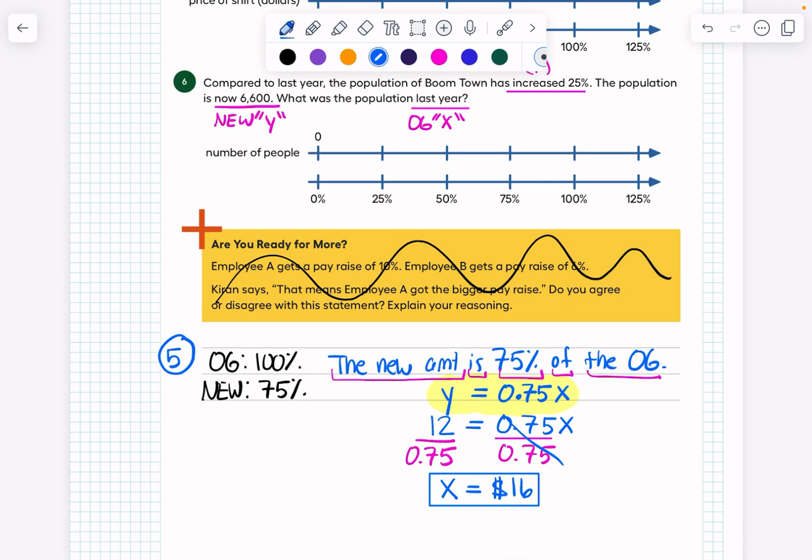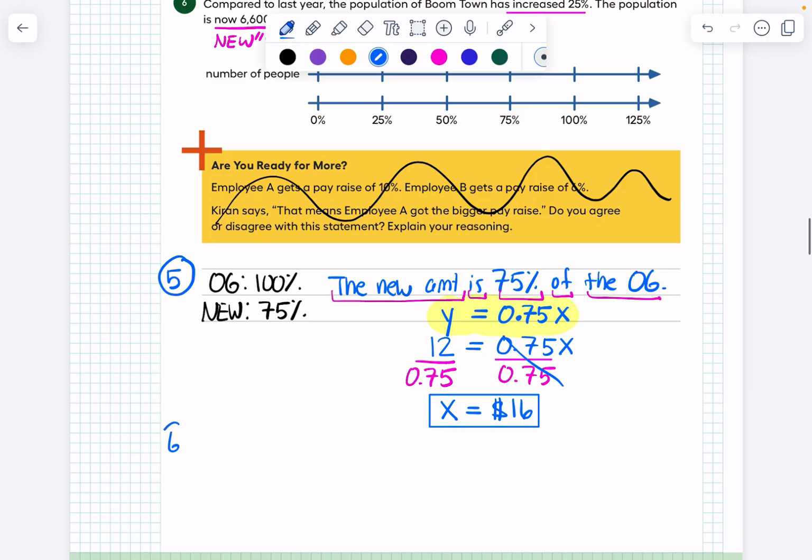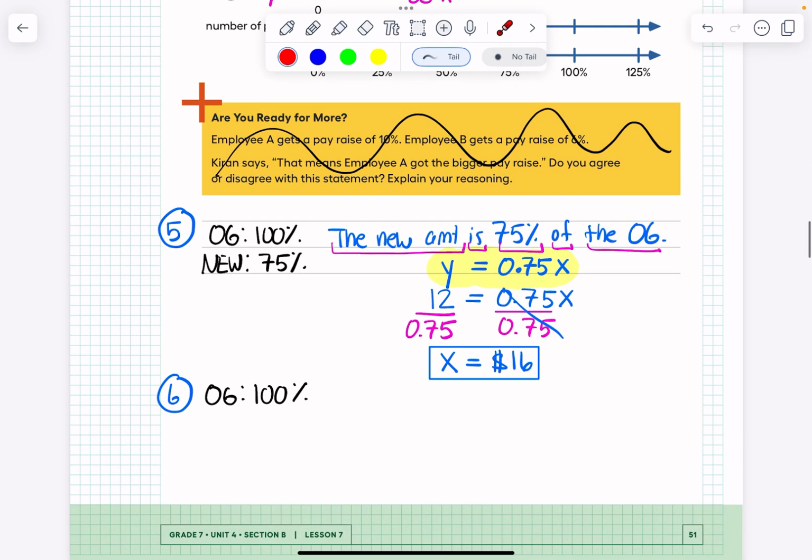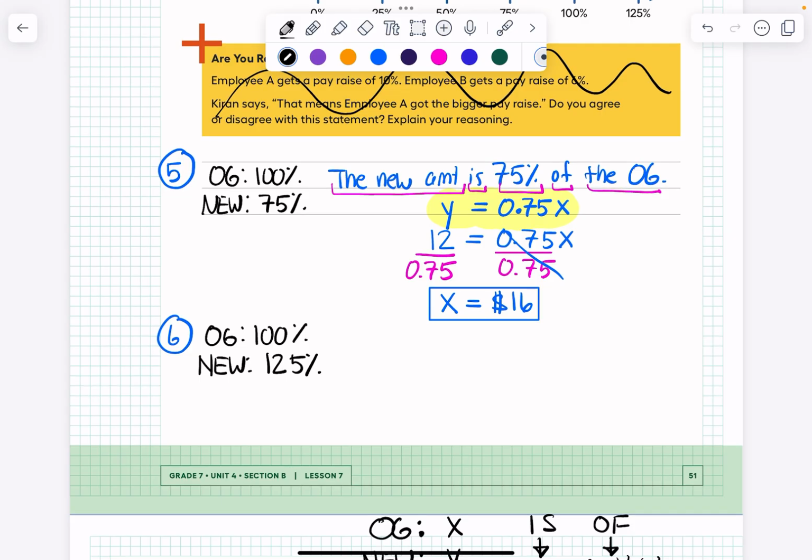Okay, I want to do this right here on number 6. Our OG is always 100%. And since it said increase by 25%, 100% plus 25% would end up giving me 125%. So my sentence would be, the new amount is 125% of the OG.